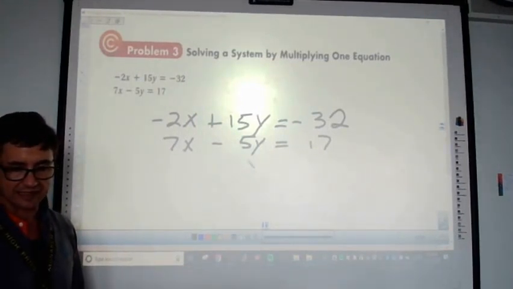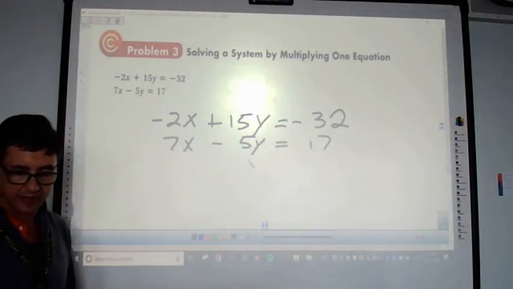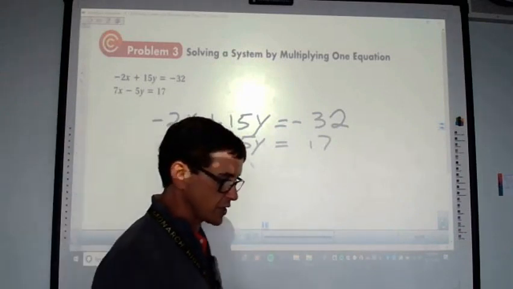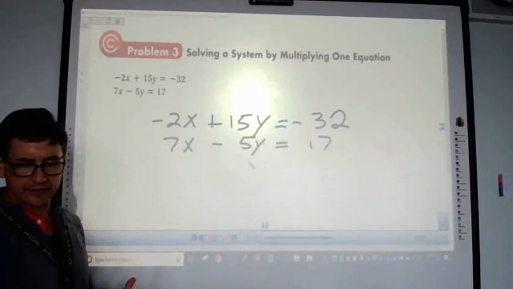Austin's like, I kind of know, but I'm not sure. So top by 2, bottom by 3. That's correct, Elise. Good job. So bottom equation by 3. So let's just think about that.